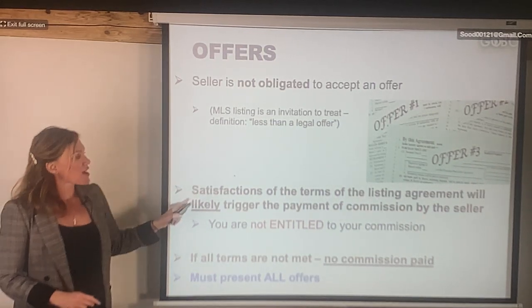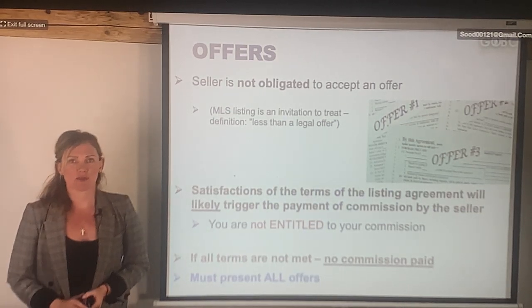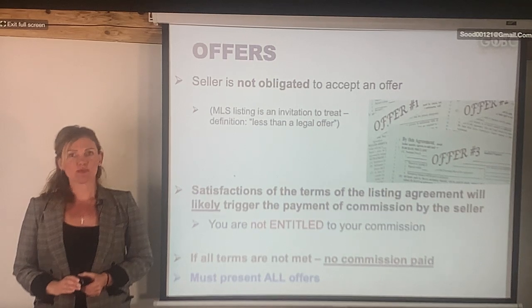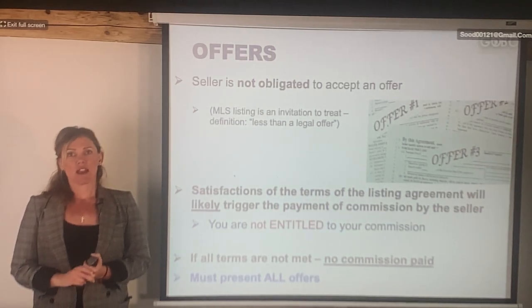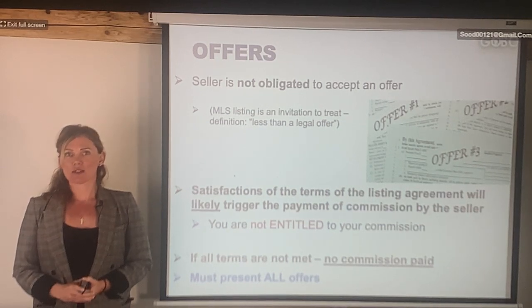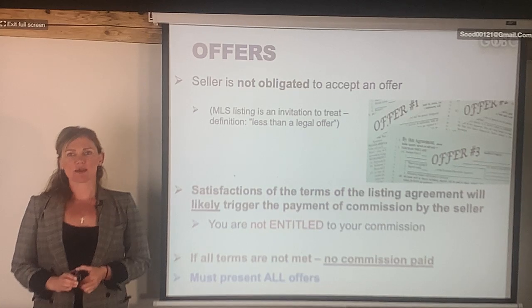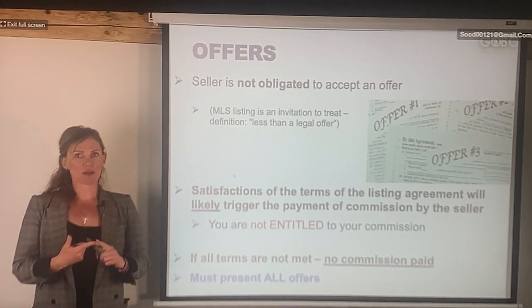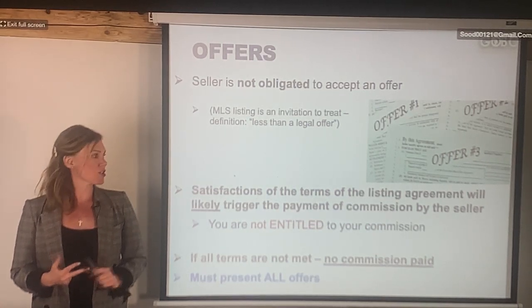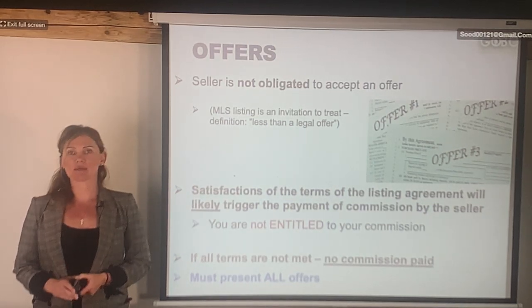Okay? Satisfaction of the terms of the listing agreement will likely trigger the payment of the commission by the seller. So what they're trying to say is this. Let's say the seller lists the house for $1 million. Okay? All cash. That's what he asked for. Those were his conditions. And you list the house, and you got an offer for $1 million, all cash. But now the seller changed his mind. He says, you know what? Maybe I should sell it for more. I don't know. But you know what? I'm not going to accept this offer. And you say, you asked for $1 million all cash. I got you a buyer for $1 million all cash. Sure, you don't have to accept. But you might likely trigger my commission. You might probably pay my commission because I've done my job.